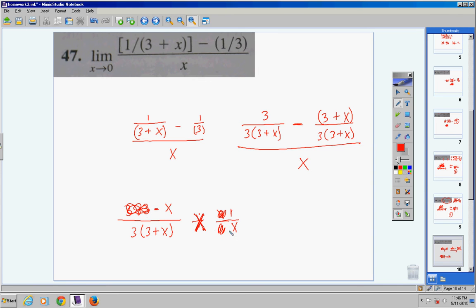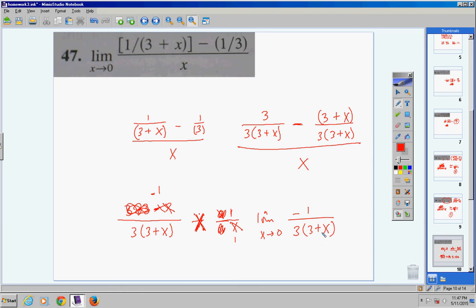Well, this x here will cancel with this x here. There's a negative sign here, leaving you with a negative 1. So negative 1 times 1 is negative 1. And 3 plus x times 1 is going to be 3 parentheses 3 plus x. So this entire expression here takes the place of this expression here. So I'm going to find the limit as x approaches 0 of this expression here.